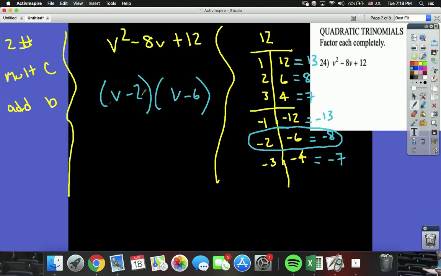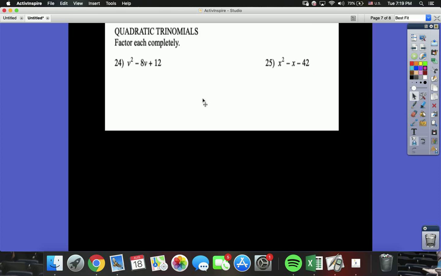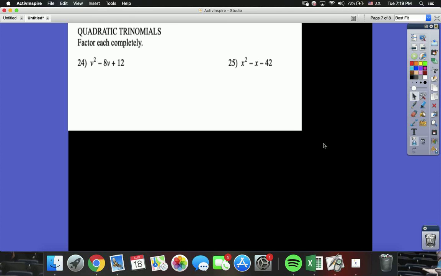That's saying that if I were to multiply this out, FOIL it out, v times v would make v squared, v times negative 6 would be negative 6v, negative 2 times v would be negative 2v, and negative 2 times negative 6 would give me positive 12. This is it being factored. Try out the next problem on your own. I think it gives you 2. Try out 25 on your own, and if you have questions, let me know and I'll do another video.